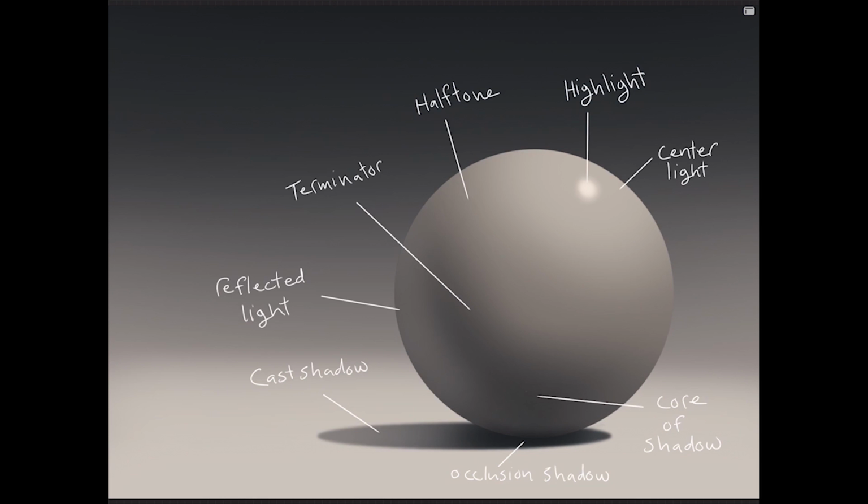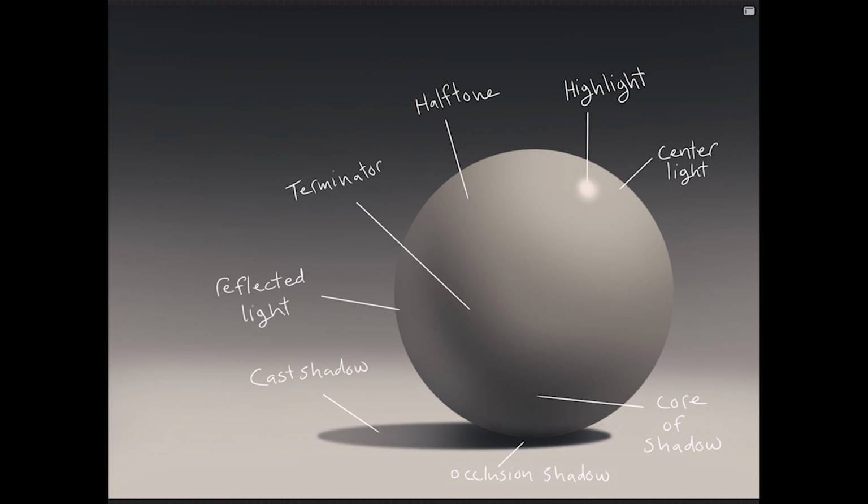Okay, next what we need to talk about is the different aspects or elements that make up a lit object, both the light and the shadow. And each of these things have names, and it's important to understand what they are and what their purpose is so that when you're painting your own things, you can keep each one of these elements in line.